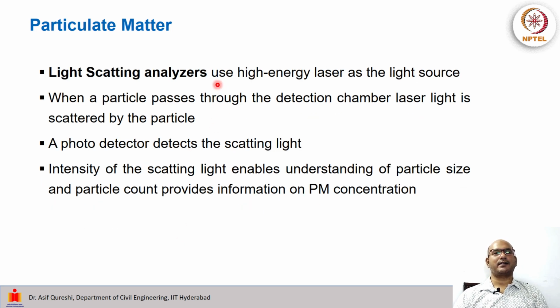Then we have the light scattering analyzers, which will use high energy lasers as the light source. So when a particle passes through the detection chamber, laser light is scattered by the particle, and then the photodetector will detect the scattered light, and the intensity of the scattered light will enable the understanding of particle size and particle count, and this will provide us with the information on the PM concentration.